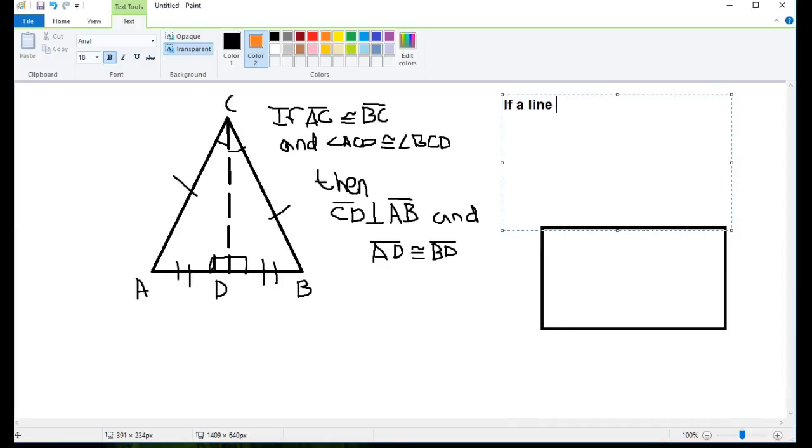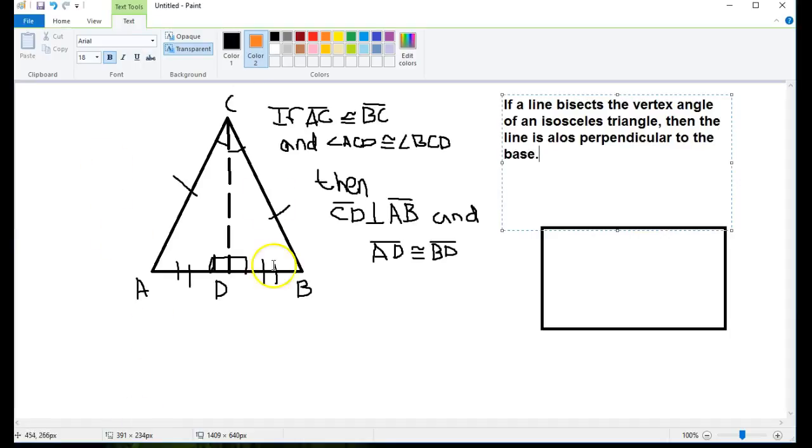if a line bisects the vertex angle of an isosceles triangle, then the line is also perpendicular to the base. So if we have an isosceles triangle and we have a line go through the vertex angle, remember that is the top one, then it's perpendicular to the base, and it also makes the base segment into two congruent parts. So it's a perpendicular bisector here.